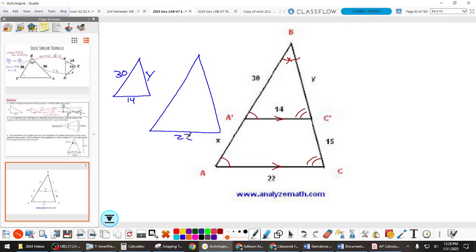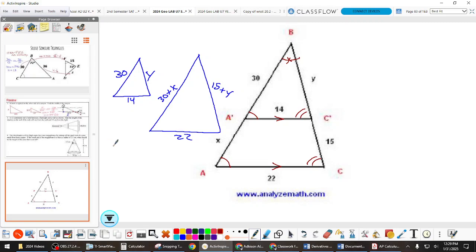30 on the right side plus x. 30 plus x, good. And then 15 plus y. Awesome. And then once we have that going, we can just make sure we're comparing corresponding parts, and then we can just set up a proportion.